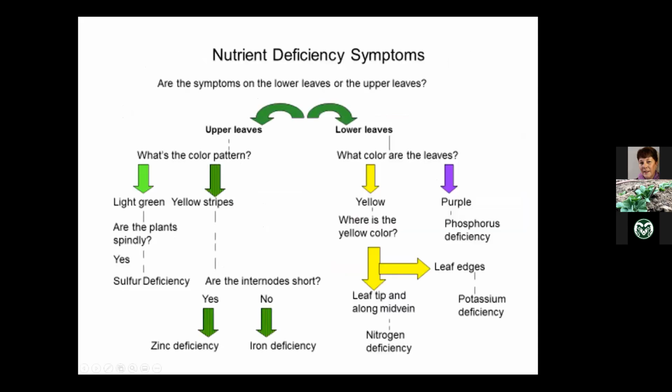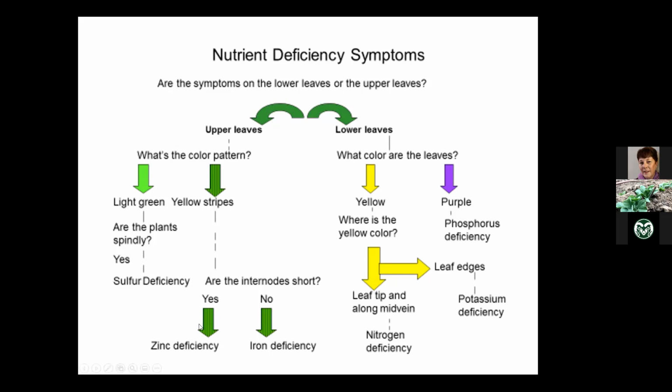So our nutrient deficiency symptoms, this is just a very generic chart, very minimal, but it can help you look at your plants and determine, well, maybe I have a nutrient deficiency. Are the symptoms on the lower leaves or the upper leaves? So this is a key to walk you through that. So upper leaves and lower leaves, and then looking at the color pattern. Are the internodes short? What color are the leaves? Things like that. And so we can also end up at nitrogen deficiency, potassium, phosphorus, things like that.